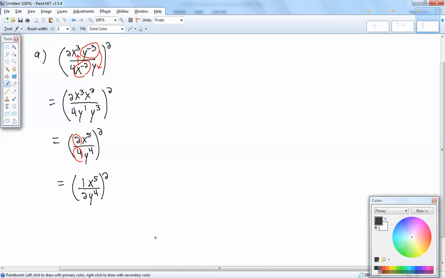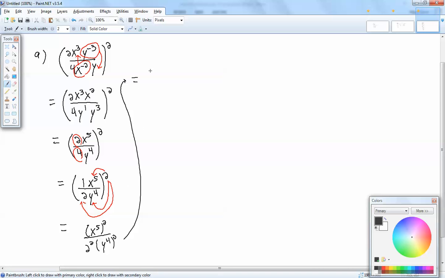Now remember, I said it should be called a distributive property of exponents, but if everything inside of your parentheses is either multiplication or division, and you're raising it to a power, you can take everything to that power. So we're going to take the x to the fifth to the second power, we'll take the y to the fourth to the second power, and we'll take the 2 to the second power.